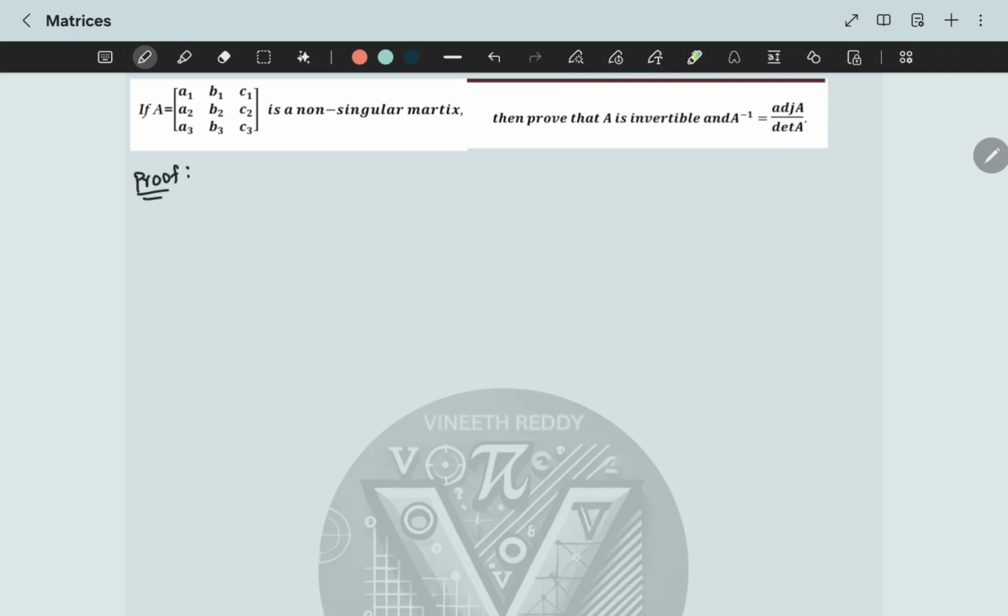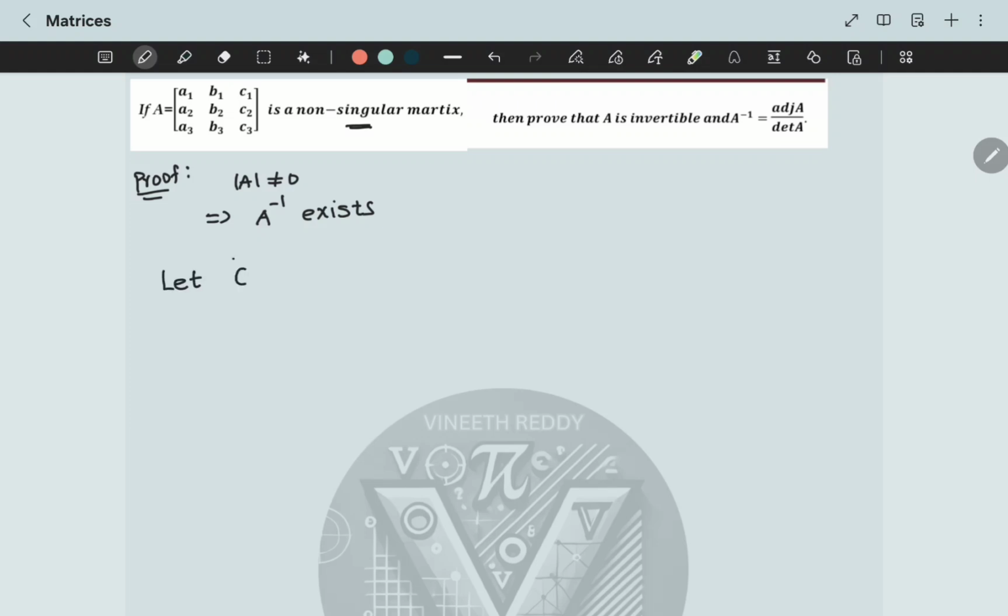A matrix equals A1, B1, C1, A2, B2, C2 and A3, B3, C3 is a non-singular matrix. That means from this we can say determinant of A is not equal to 0. That is the definition of non-singular matrix, which implies A inverse exists. Okay, that means if a matrix is non-singular, then we can comfortably say that A inverse exists. Now we need to prove that A is invertible and A inverse equals adjoint A by det A.